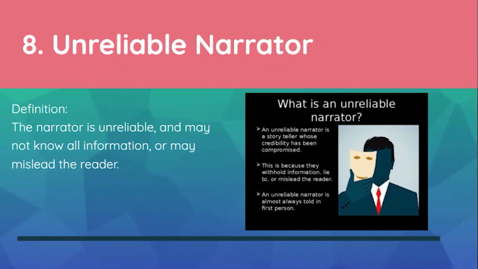Term number 8 is our unreliable narrator. An unreliable narrator is unreliable and may not know all information or may intentionally mislead you or lead you as the reader astray. In the picture over here, it says an unreliable narrator is a storyteller whose credibility has been compromised. This is because they may withhold information, lie to, or trick you intentionally.